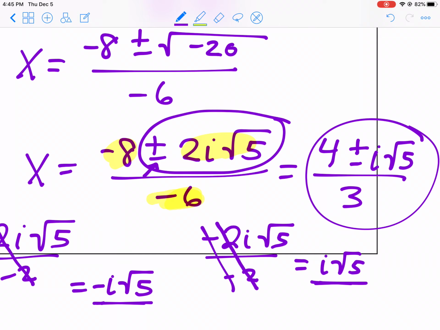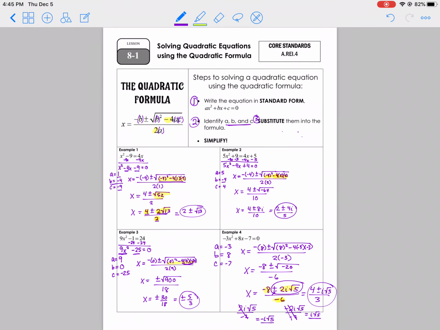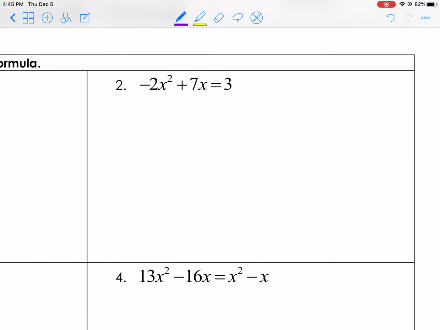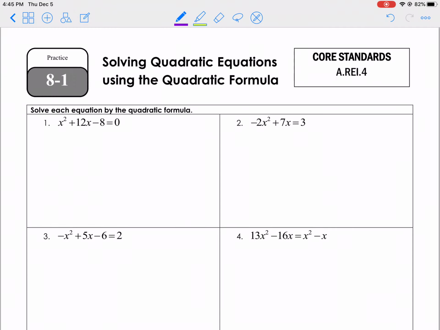I'm going to try one problem from the worksheet with you because it behaves a little bit differently than those that we've seen so far. So let's try number 2 on the assignment together.